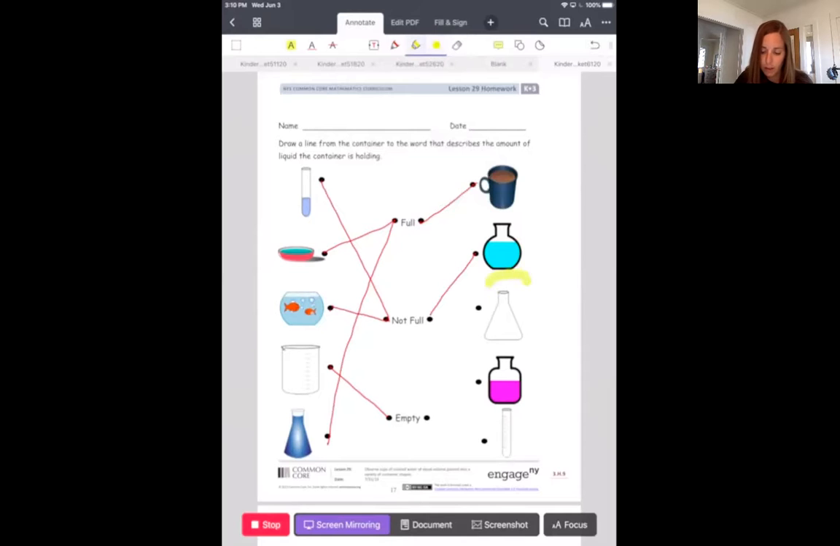Next one. What do you think? Empty. That should be an easy one. Yeah, empty. I don't see any liquid inside. Take your pencil and draw a line to empty.